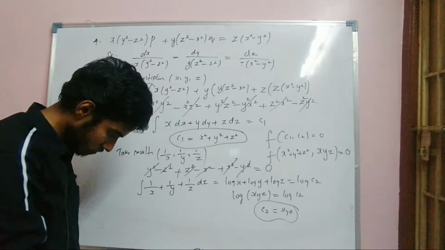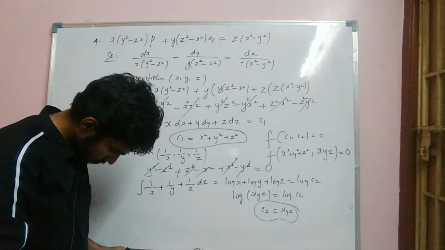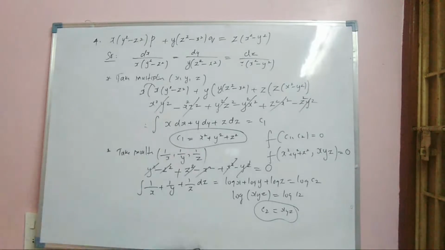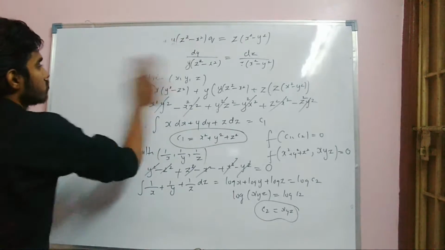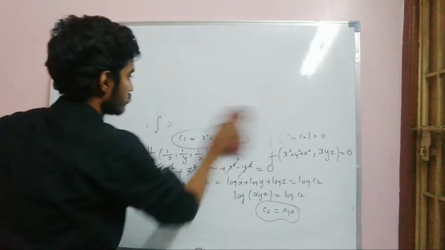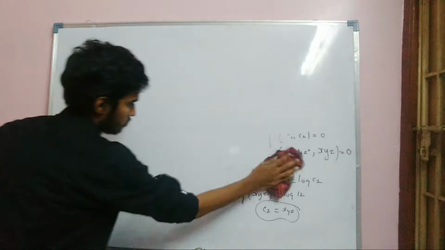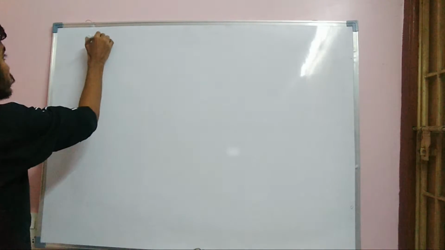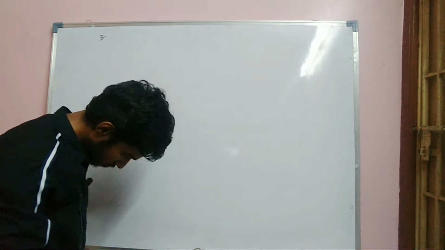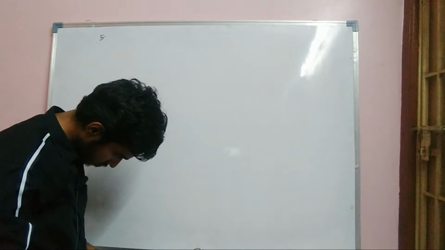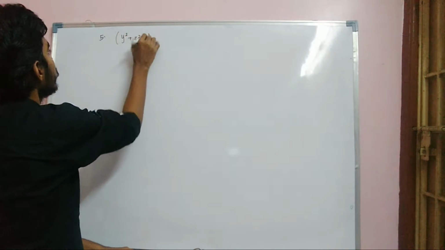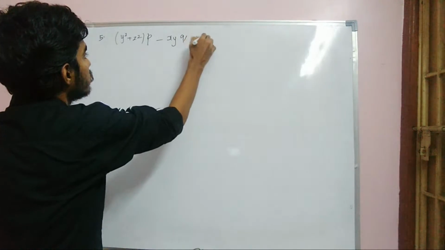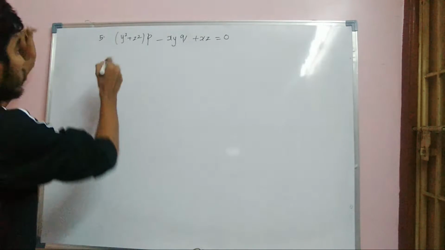So we move on to the fifth problem. (y² + z²)p − xy q + xz = 0. So first we will write the subsidiary equation.